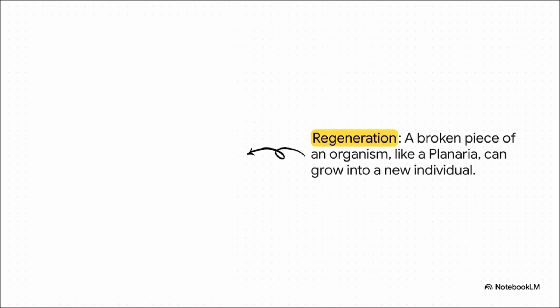And then we have what is, honestly, one of the most mind-blowing tricks in all of nature, regeneration. Take this flatworm, a planaria. If you break it into pieces, each one of those pieces can regrow all the missing parts and become a whole new worm. I mean, that is a serious reproductive superpower.